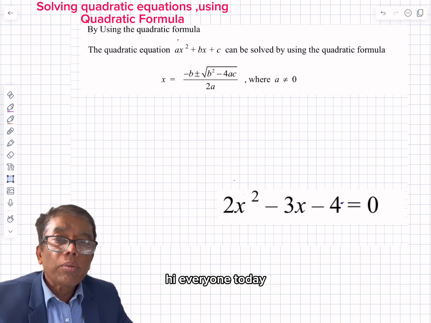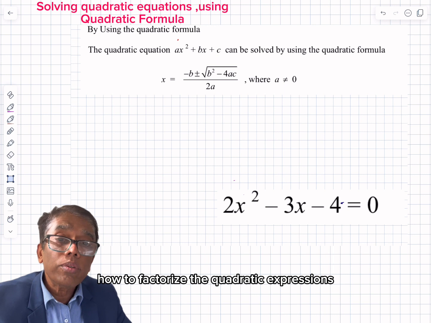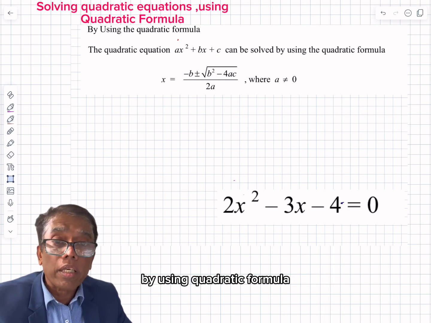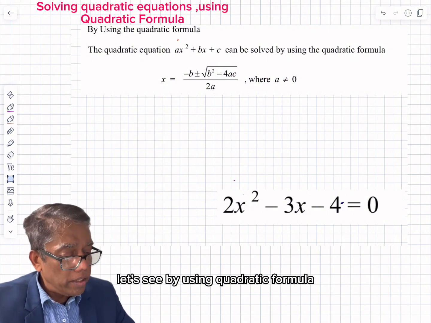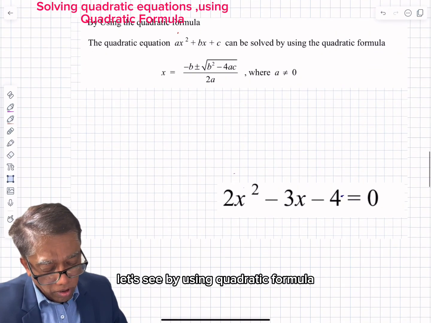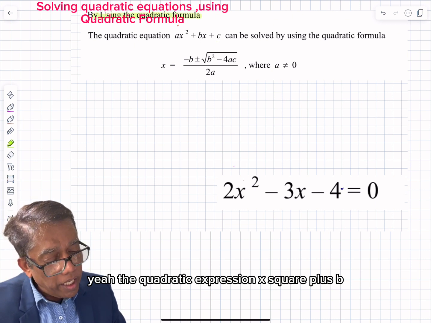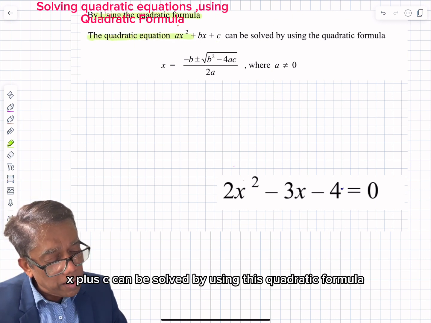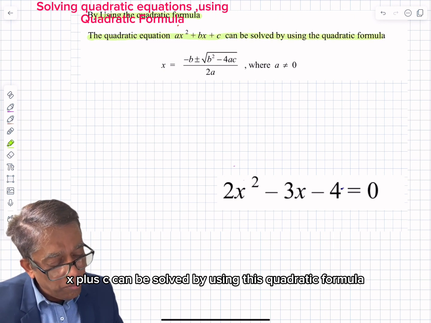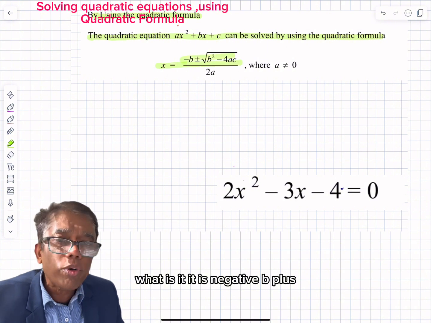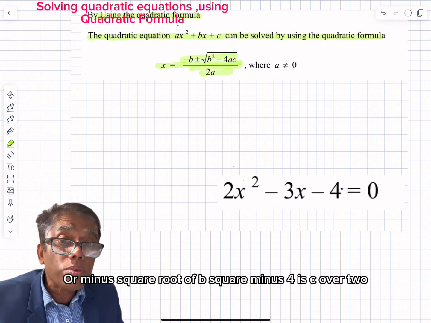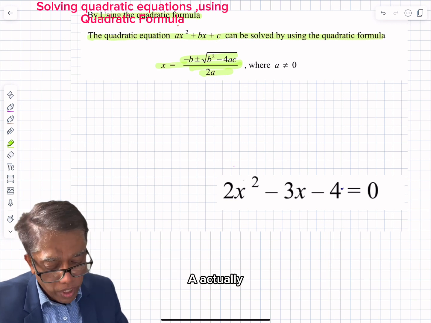Hi everyone. Today I am going to focus on how to factorize quadratic expressions by using the quadratic formula. Let's see. Here, the quadratic expression ax² + bx + c can be solved by using this quadratic formula. What is it? It is x = (-b ± √(b² - 4ac)) / 2a.